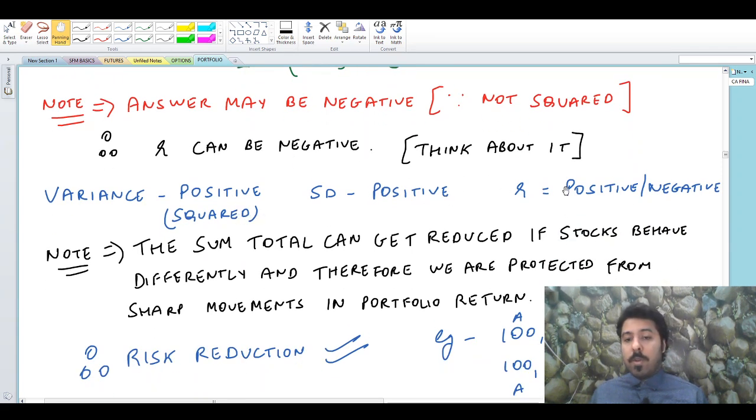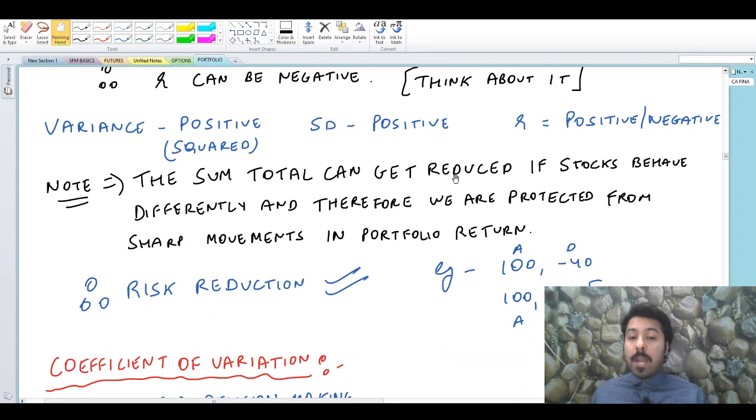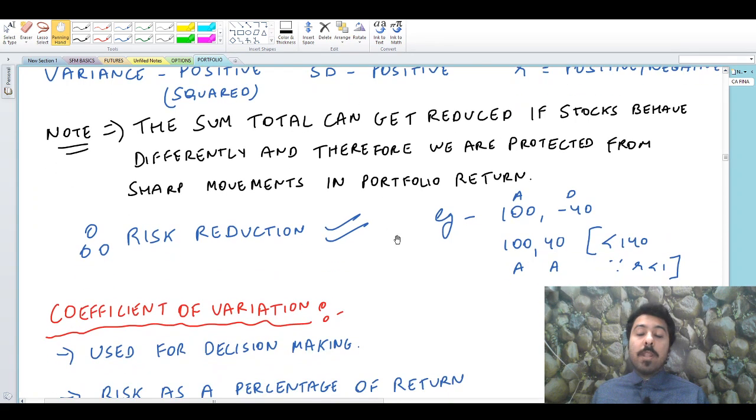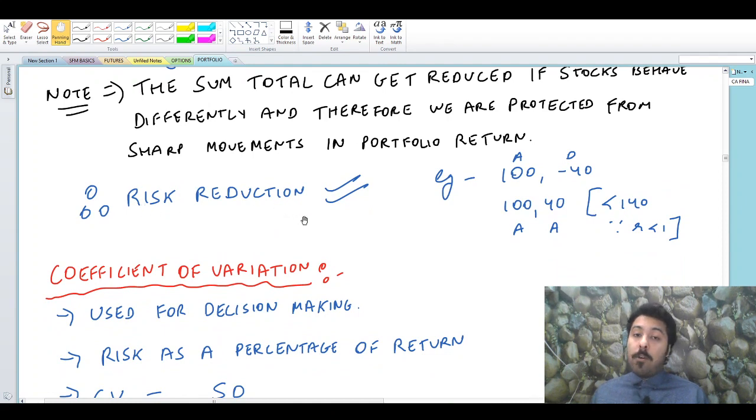Standard deviation can be positive, R can be positive or negative. So the sum total can get reduced if stocks behave differently. Like when one is positive and the other is negative, they will counter each other and we will get a lower R. That is why we say that when stocks have a lower R, it tends to give us more protection.